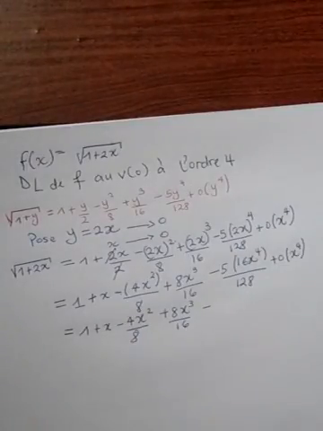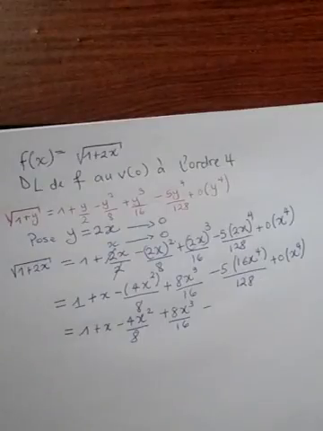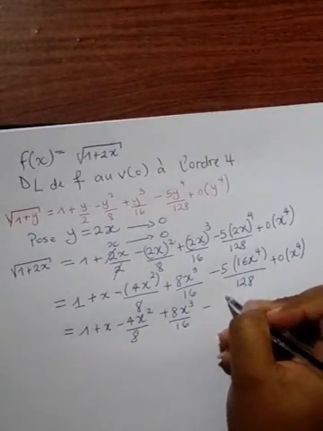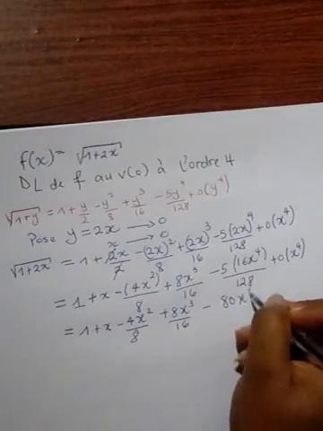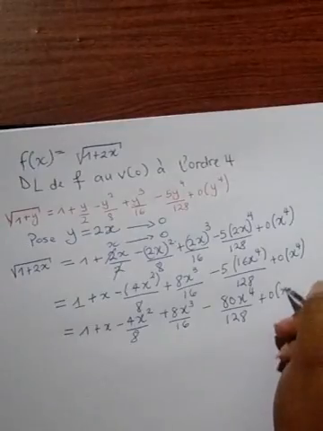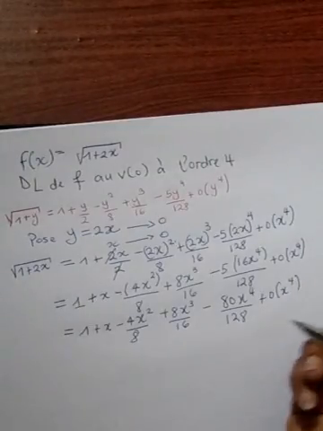So 5 times 16 is going to give us 80. So right here we are going to have 80 x raised to the power of 4 over 128 plus petit o of x raised to the power of 4.